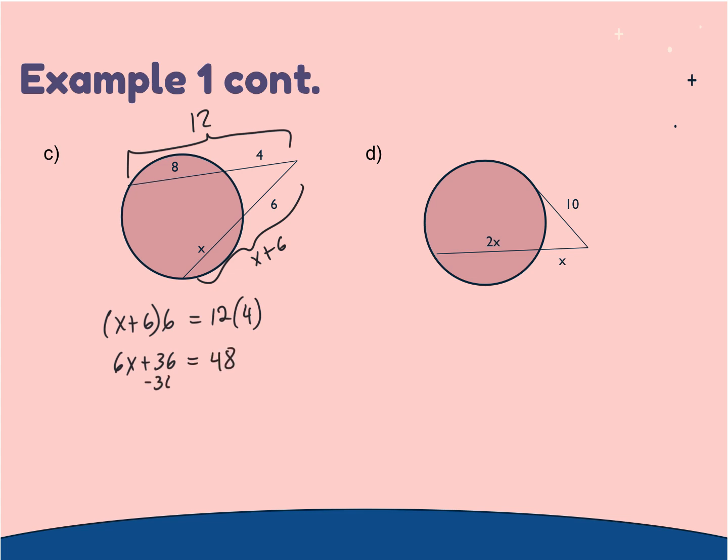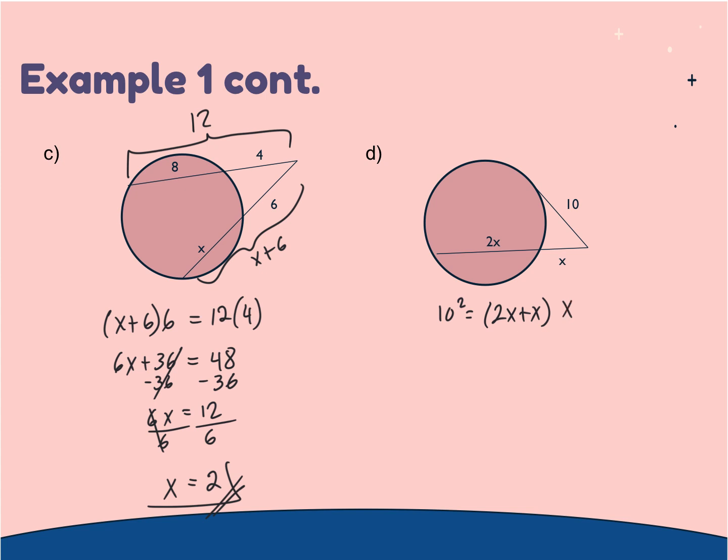I'll then go ahead and subtract 36 on both sides. So I get 6x is equal to 12. I'll divide both sides by 6. And I get my x to equal 2. So this is our final answer for C. Now for D, we're going to use a tangent and secant. So again, I'm going to do 10 squared. It's going to equal the whole, which is going to be 2x plus x, times the external, which is x.